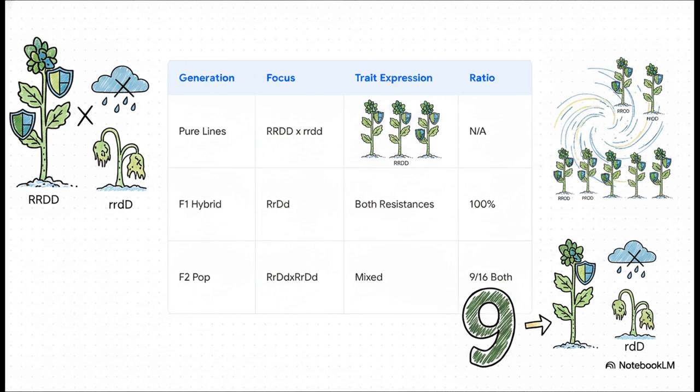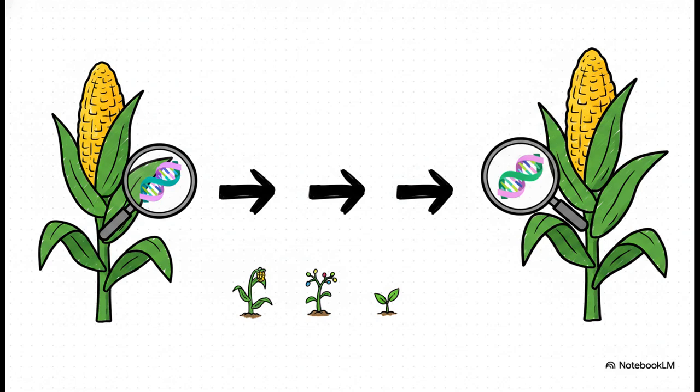The breeders are aggressively looking for the 9 out of 16 plants that show both of those targeted resistances. But here's the catch, and it's a big one. It is a total myth that you can just pick the best-looking plants from that generation and immediately sell them as a stable new crop variety. Why? Because phenotype does not equal genotype.